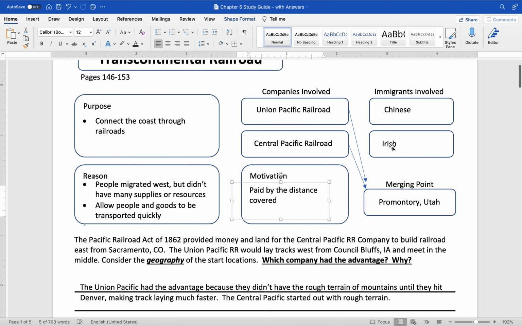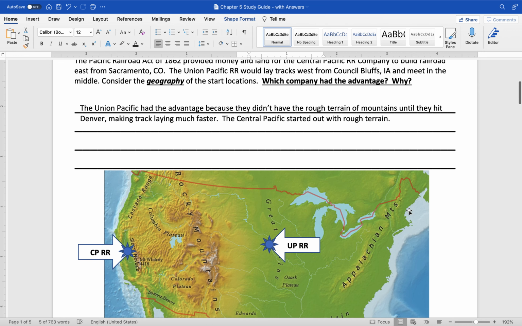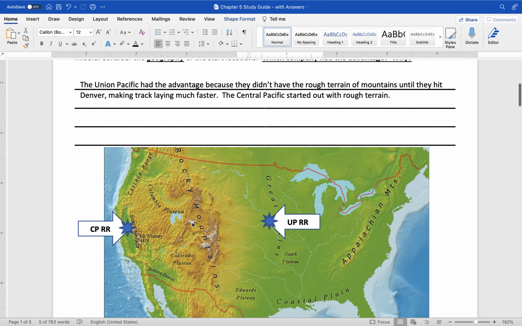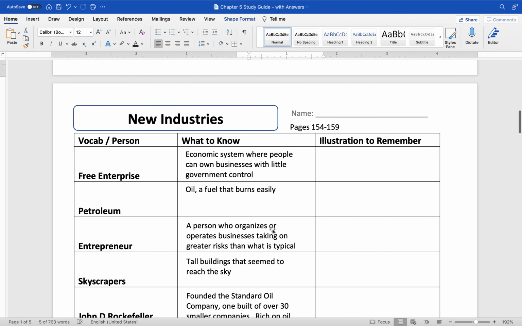Chinese and Irish are the two primary immigrant groups involved. And we talked about how the Chinese got a lot of bad jobs where they're blowing stuff up. Many of them died. They met in Promontory Point, Utah. So that's out in this vicinity. I think right in here. And so that's obviously Union Pacific smoked them.